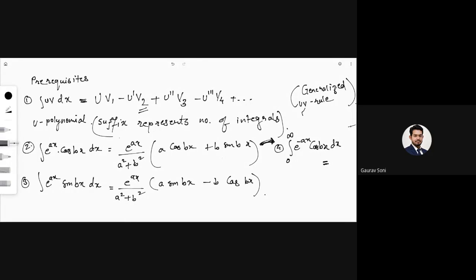Sir, e to the power ax upon a square minus b square. Yes, I can't hear you. Can you repeat it? E to the power ax, a square divided by a square minus b square. Can you simplify it? Simplify it and tell me the final answer.